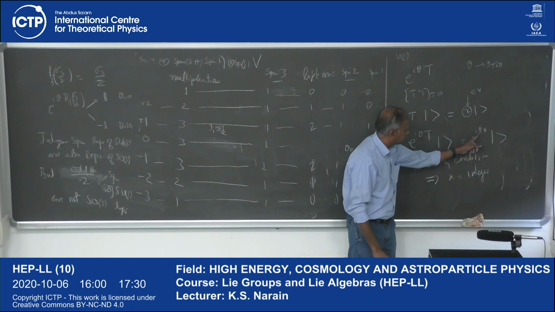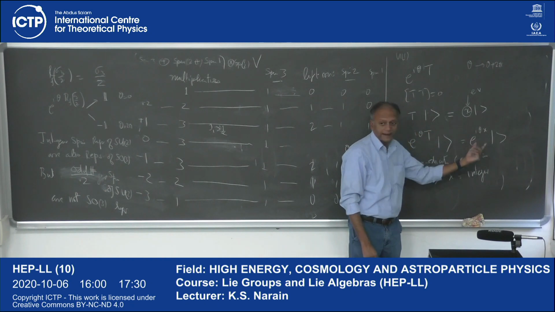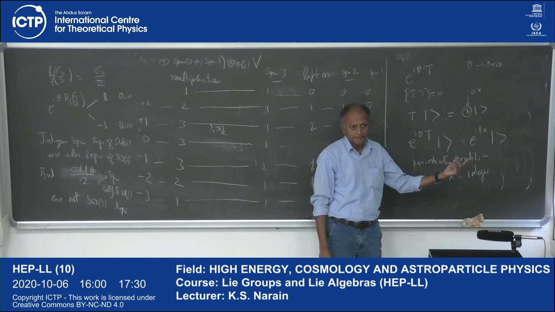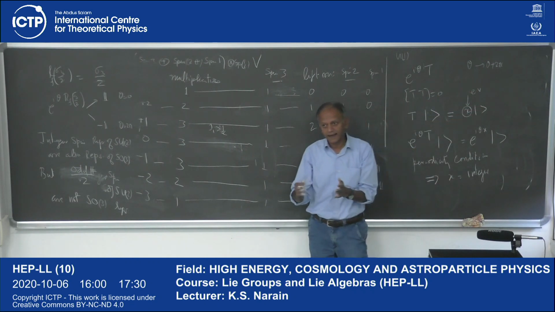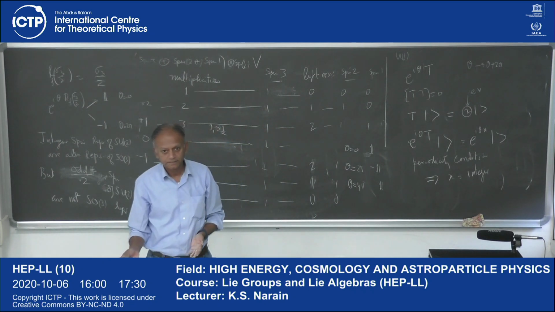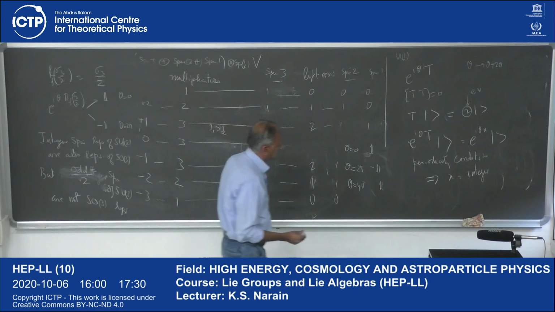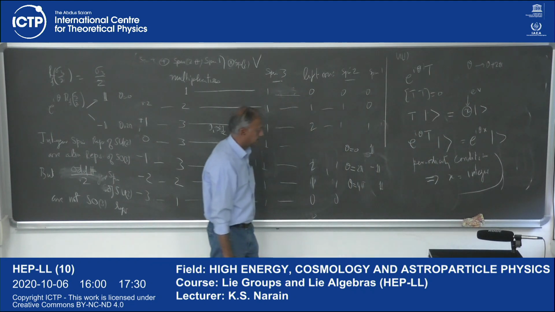Because if theta goes to theta plus 2 pi, the extra phase is e to the power of 2 pi i x. But you want periodicity, so 2 pi x must be a multiple of 2 pi, which means x must be an integer. So this is the conclusion for the U1.